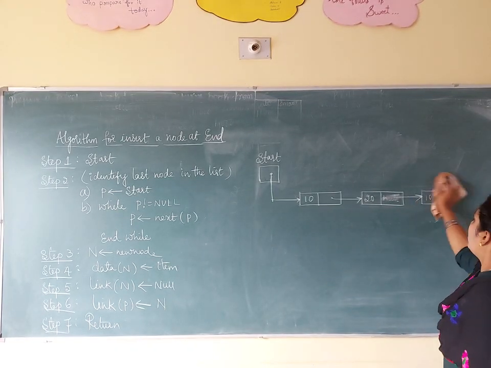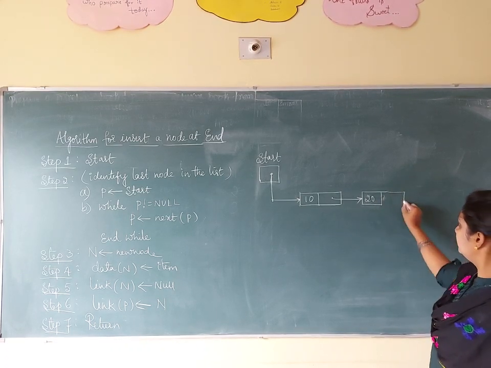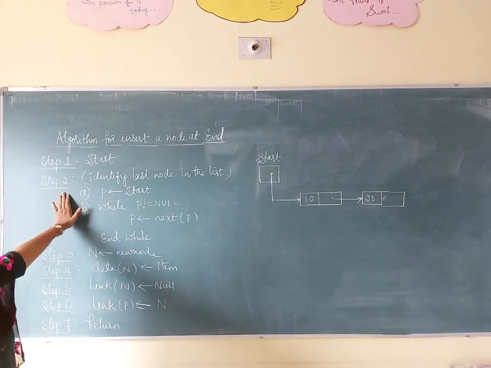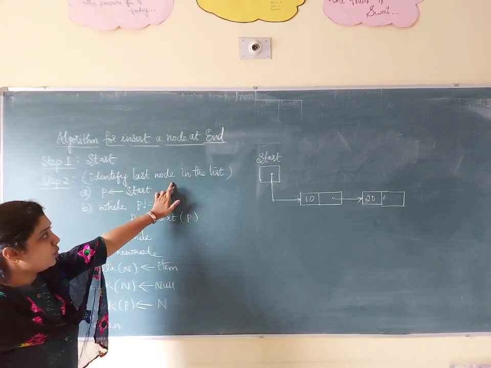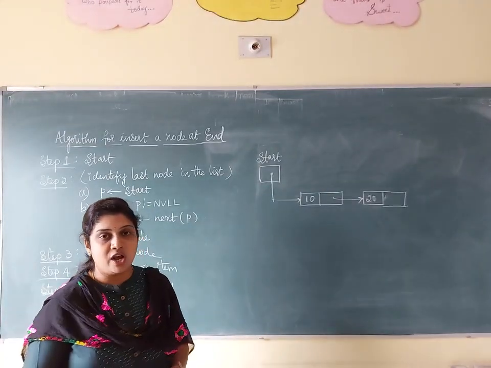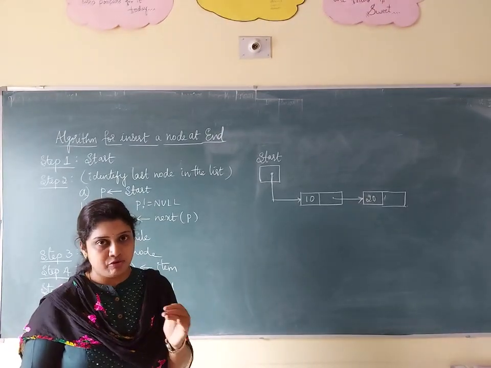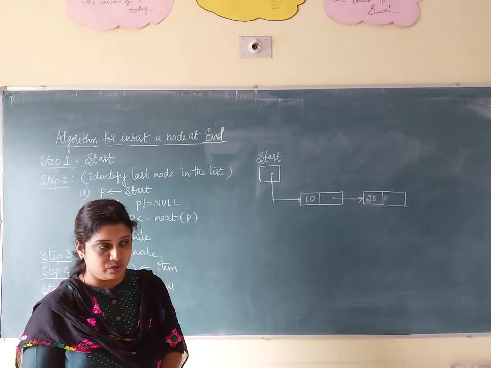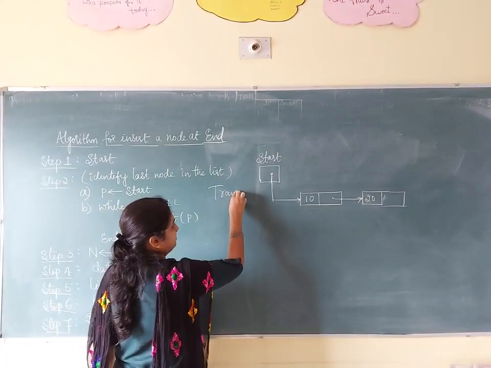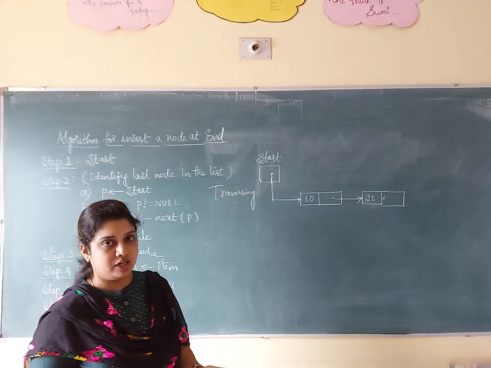Now we'll move on to the algorithm. Start. Step 2 says: identify the last node in the list. In this concept, before inserting a node, you have to identify the last node. How do you identify it? You have to perform traversing. Traversing means you access each and every element at least once.